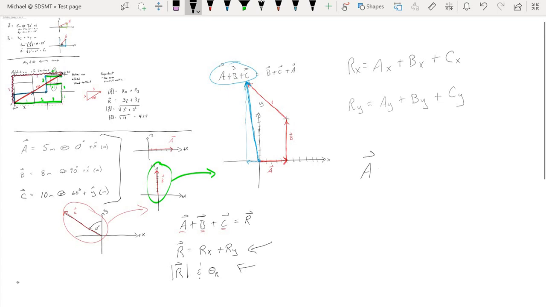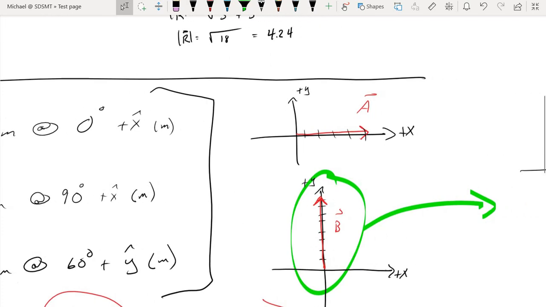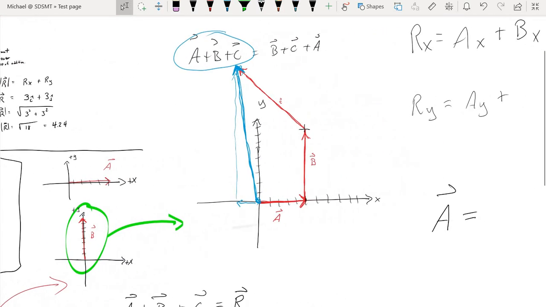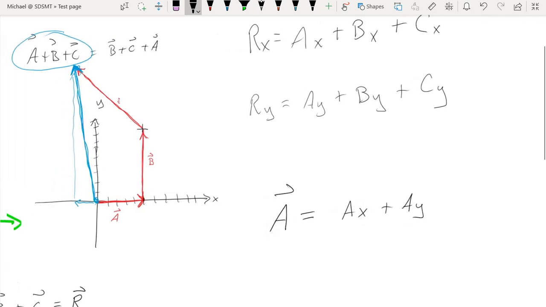For vector A, we know that vector A is 5 meters long, and it's pointing 0 degrees with respect to the x-axis. Well, if vector A is lying on the x-axis, that means that all of vector A has to be x. Or, another way of saying that is that the y component of vector A has to be 0. And so plugging those values in, we have 5 and 0.